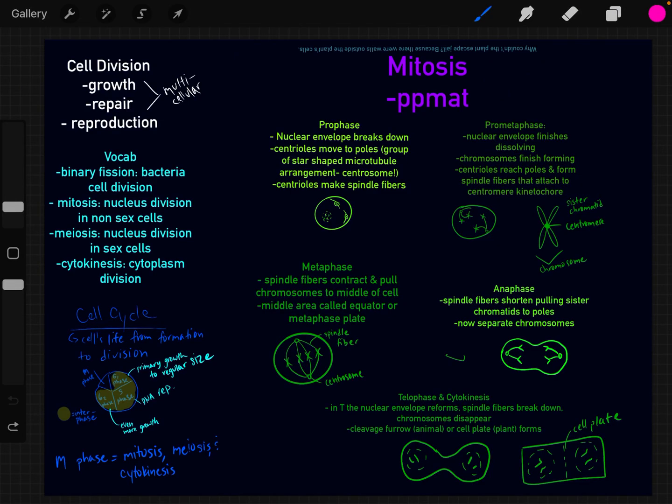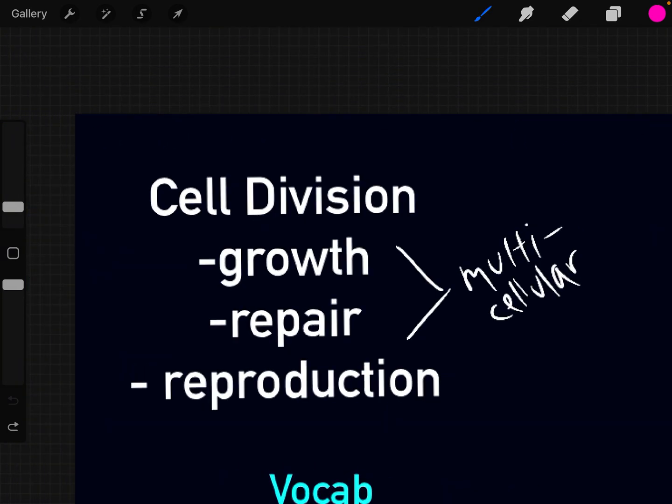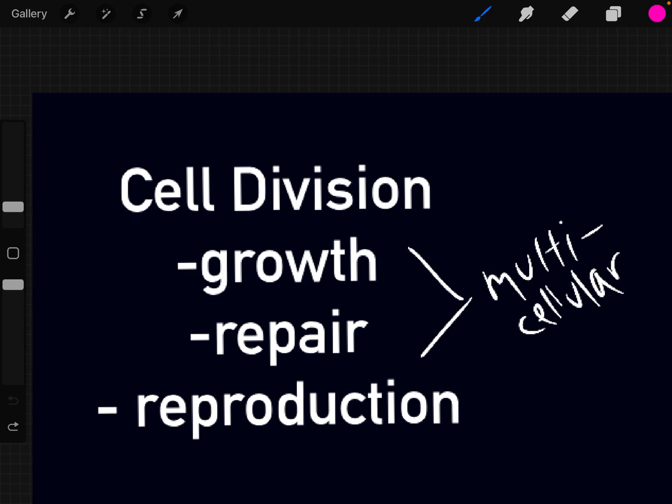Hi AP Bio students, so we're going to talk about mitosis and cell division. So we need cell division for three important reasons. The first one is growth.